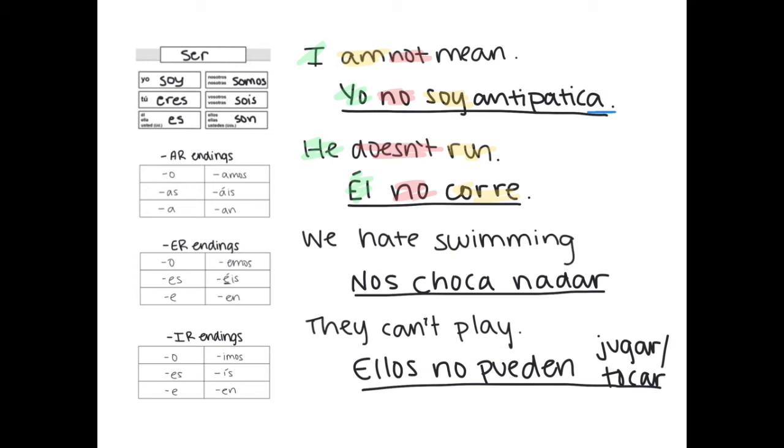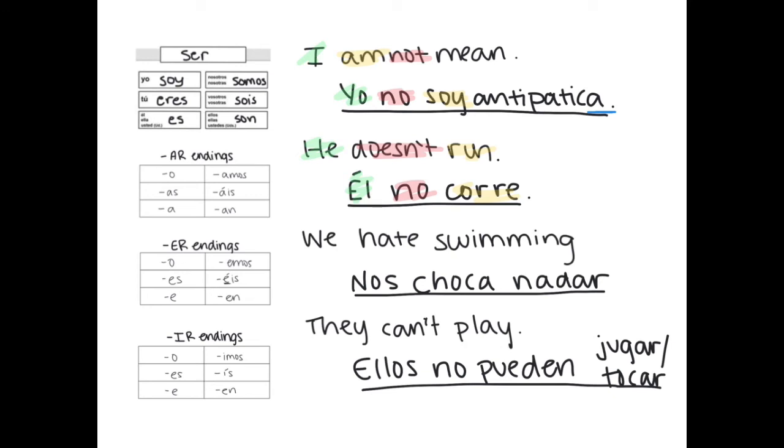So then this one, instead of how we said I am not in the first sentence, doesn't really follow the same rule. When you're not using soy or ser or to be, then it does follow the same rule. So it's he doesn't run is the same order as él no corre.